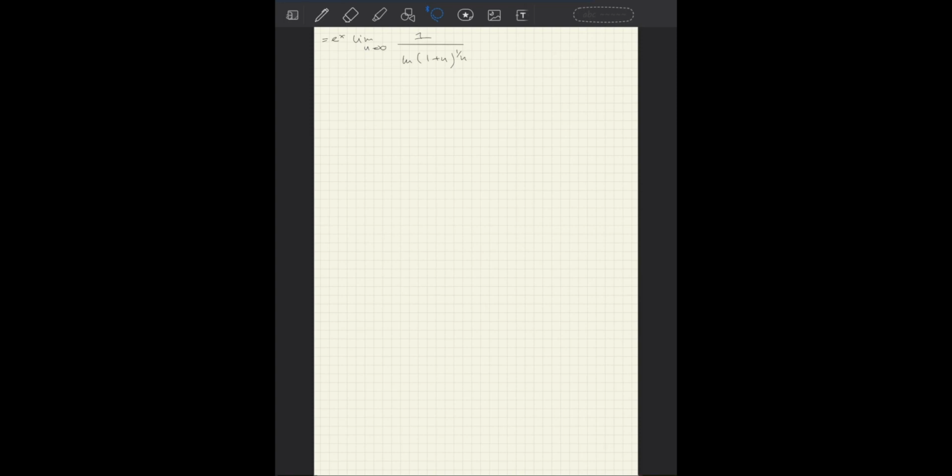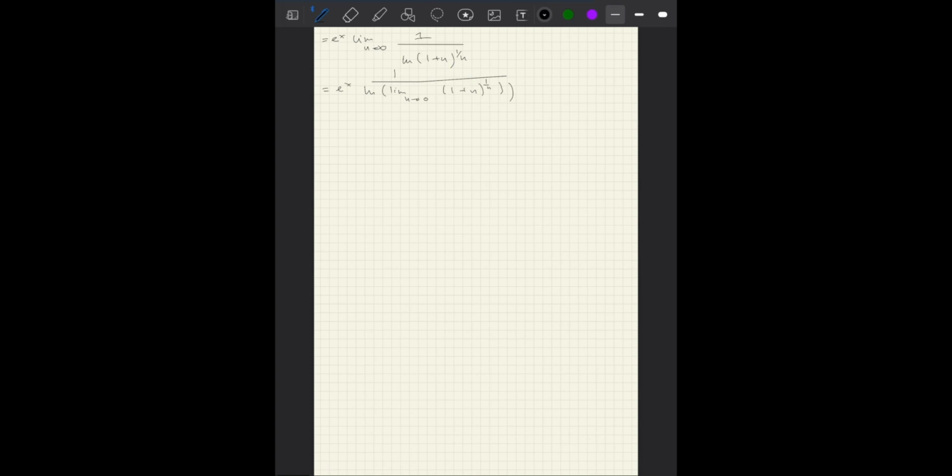Right, so I had to start a new page right there, but how can we further simplify this? Well, if you look at this, you can realize that the natural log isn't affected by the limit, so you can take that out as well, and you get e to the x as 1 over the natural log of the limit as n approaches 0 of 1 plus n to the power of 1 over n, right? Now this is a pretty long fraction if you ask me.